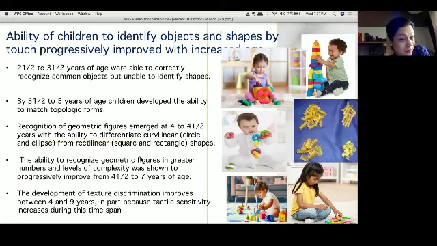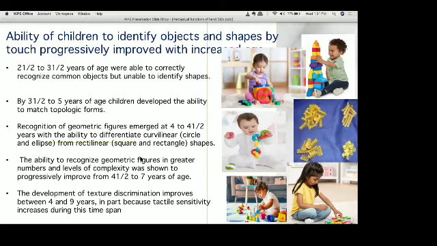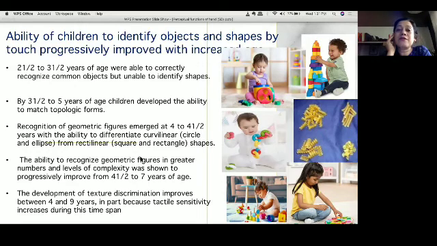Recognition of geometric shapes, I just wanted to say that because the other day you all didn't hear me well, that's what you all said. Recognition of geometric shapes emerged at 4 to 4.5 years with the ability to differentiate curvilinear, circle and ellipse from rectilinear, that is square and rectangle shapes. The ability to recognize geometrical shapes in greater numbers and levels was shown at 4.5 to 7 years of age. Development of texture discrimination improves between 4 to 9 years because tactile sensitivity increases in that span.